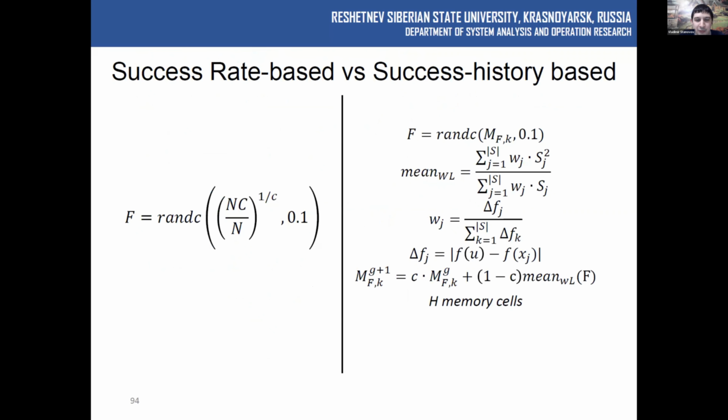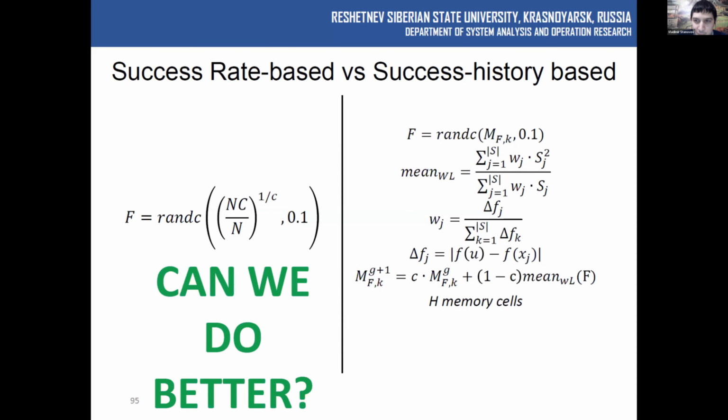And you can see the comparison. We have success history adaptation, which, as I said before, is quite difficult, and success rate based adaptation, much simpler. And I would never think about it if not for the genetic programming that suggested this idea to me.